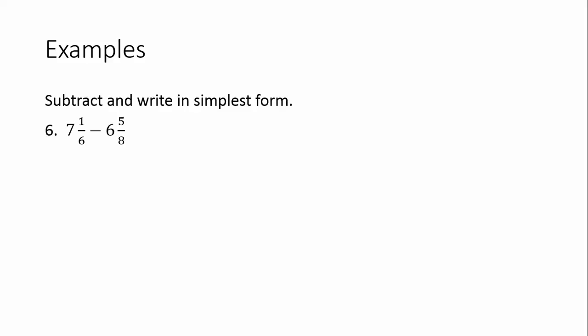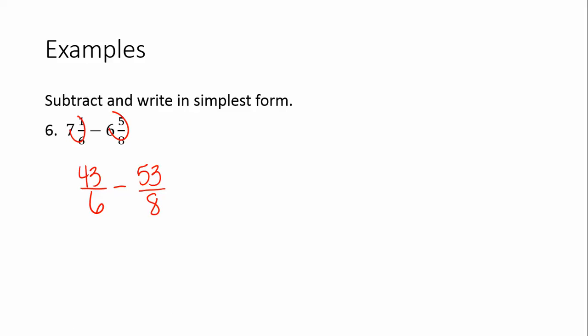One last example, we have mixed numbers here that we are going to subtract. So what do we do with mixed numbers? Hopefully you're saying I need to change them into improper fractions first. 7 times 6 is 42, plus 1, 43 over 6. And I think that was an 8. Let me make sure. Yeah, an 8. Now we have 6 times 8, that's 48, plus 5 is 53. So 53 over 8.